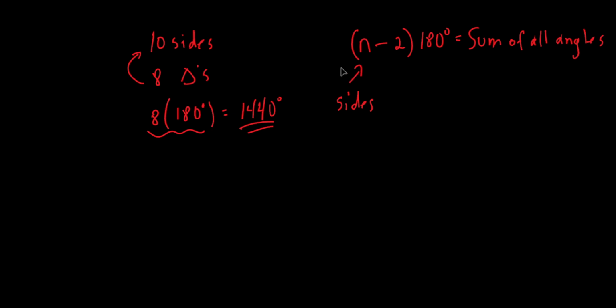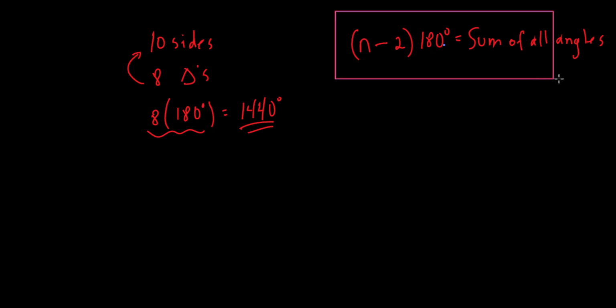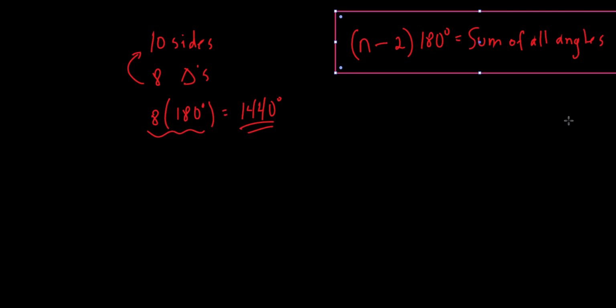Let me get rid of some of this stuff and put it in a box. When it's in a box, you know it's important, right? All right, so we're going to put it in a box. There it is. So if you wanted to find the sum of the angles of any polygon, technically it's a convex polygon, all right? Doesn't work with a concave.